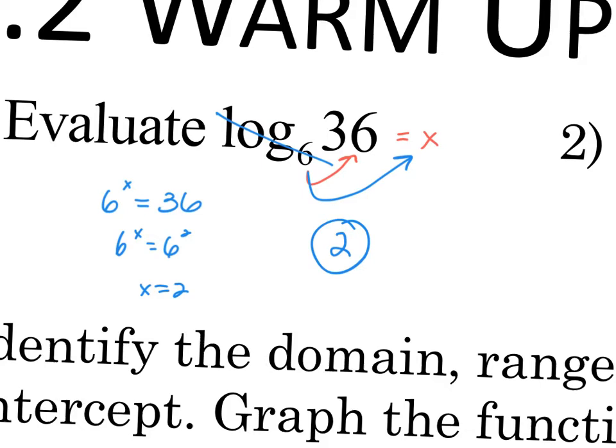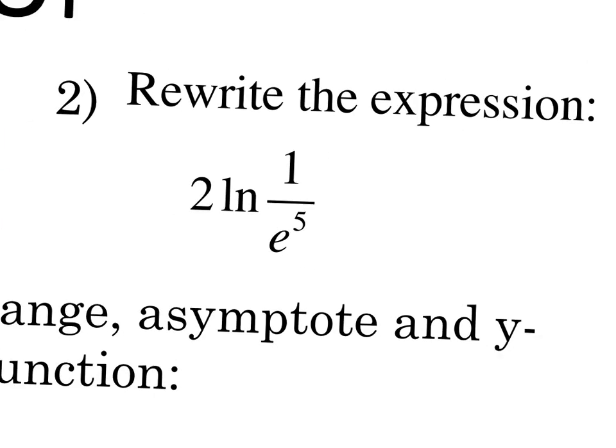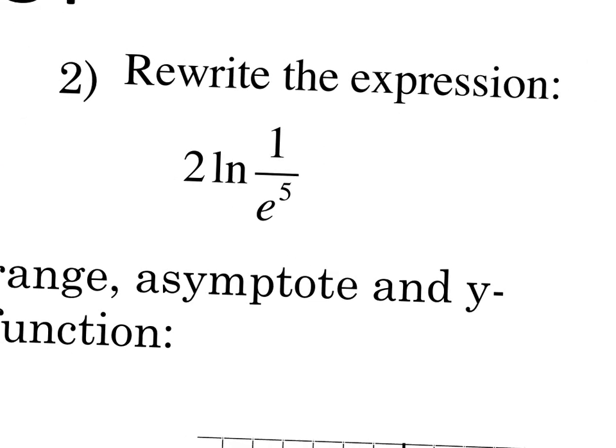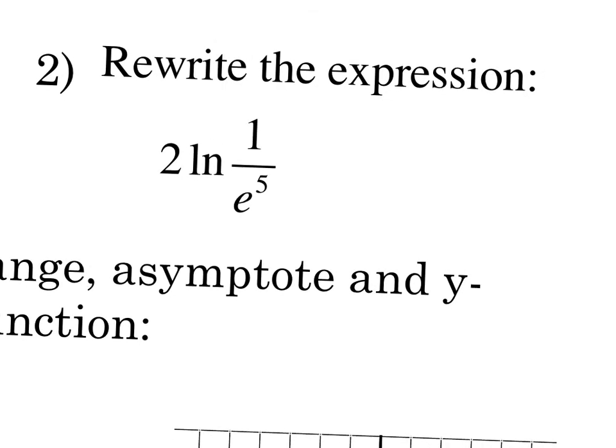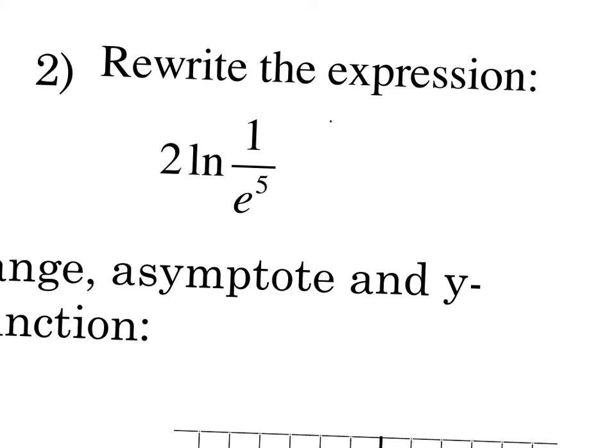Questions on that one? All right, number 2 says to rewrite the expression. So the first thing I'm going to do is rewrite it in terms of, if it's ln, it's really what? Log base e of 1 over e to the 5th. Now I want to see if I can simplify this. So what can I do with 1 over e to the 5th? Janet? E to the negative. Good. I can bring this to the numerator, and in doing so, it becomes e to the negative 5th.